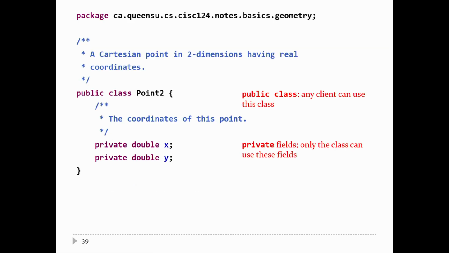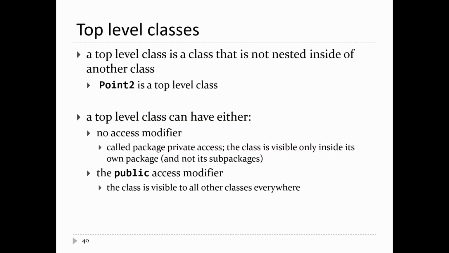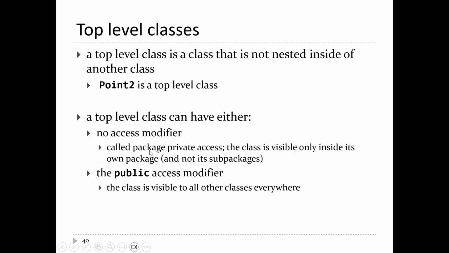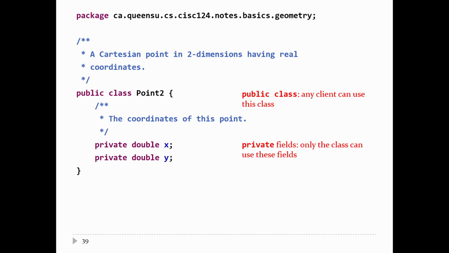The word public is what's called an access modifier. It controls the visibility, in this case, of the class. Top-level classes can be public, which means the class is visible to all other classes everywhere. It is allowed to have no access modifier. If you strike the public from here and just write class Point2, that's called package private access. Package private access means the class is visible only inside of the package it's defined in. So if we were to strike public here, the only place you could use the class Point2 would be inside the geometry package here.